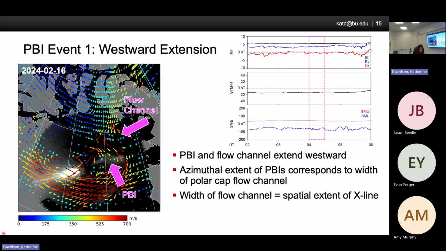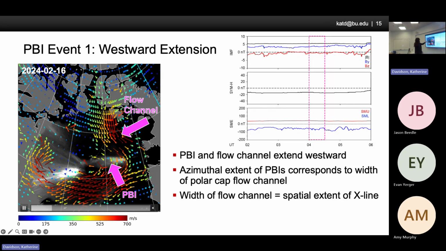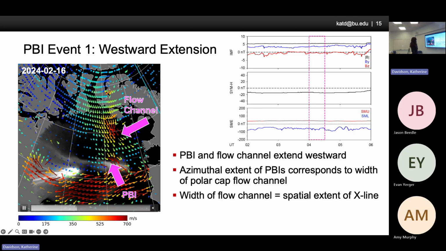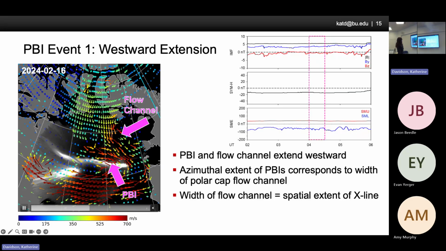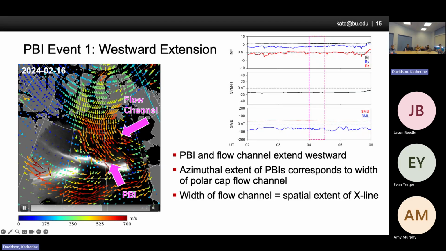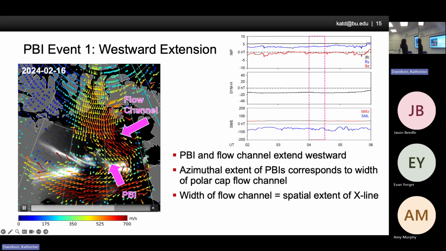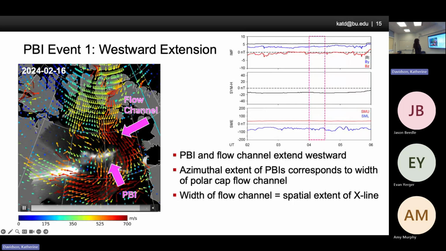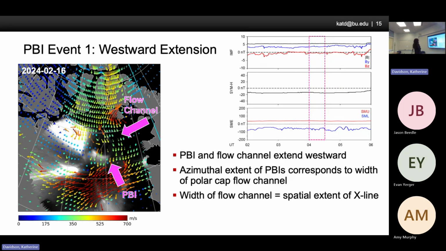Okay. All right. So there we see our flow burst coming in there. And immediately after the flow burst, we get a PBI. The PBI begins to extend westward, now taking over the whole longitudinal extent of the camera. And you can see the flow channel has also widened significantly to match the extension of the PBI. And then when the flow channel diminishes in longitude, the PBI also diminishes in longitude again.